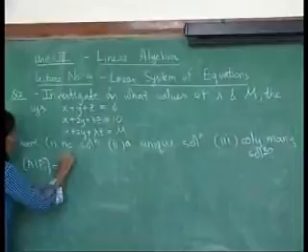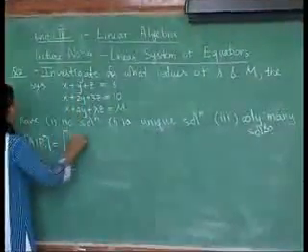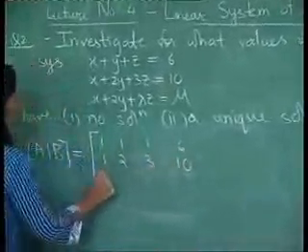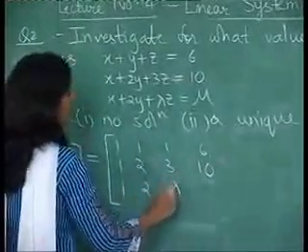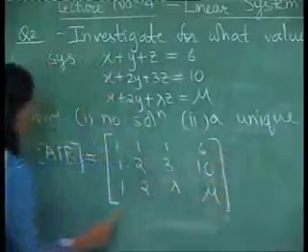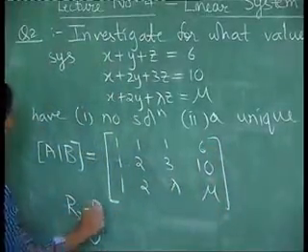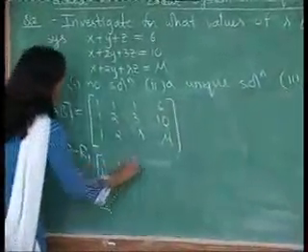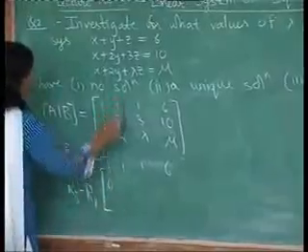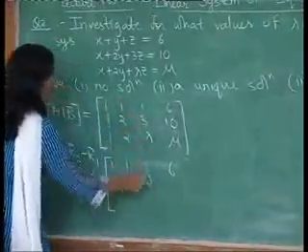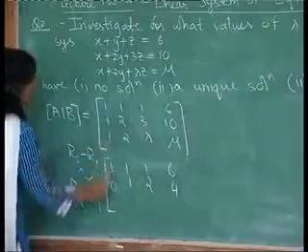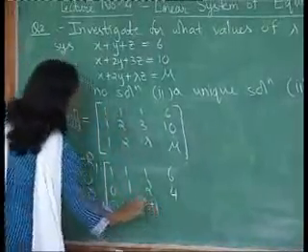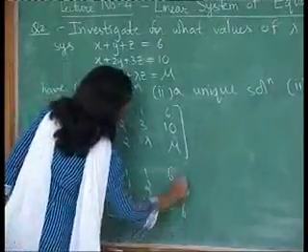We'll take it from there. So it's 1, 1, 1, 6; 1, 2, 3, 10; 1, 2, lambda, mu. Let's reduce this to the echelon form. So R2 minus R1, R3 minus R1: 1, 1, 1, 6; 0, 1, 2, 4. This will be 0, 1, lambda minus 1, mu minus 6.